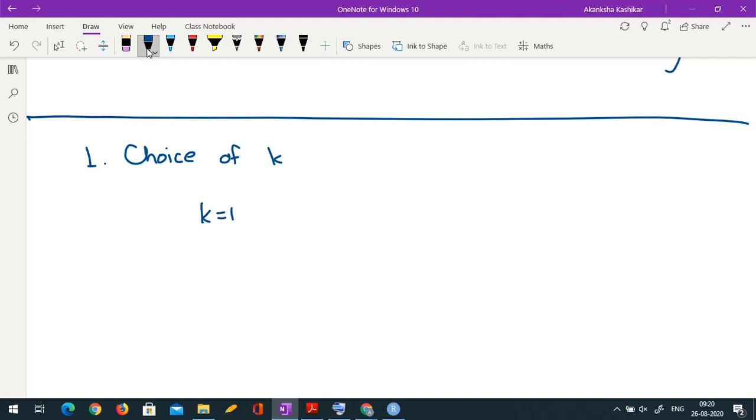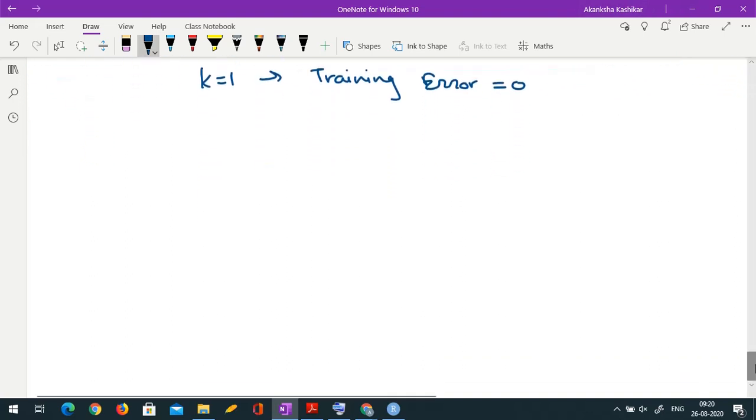We saw that if we take k equal to 1, then training error is 0. Okay? Training error would be 0. And if we go on increasing k, then what are we exactly doing? We increase k means what are we doing in terms of flexibility or something like that.